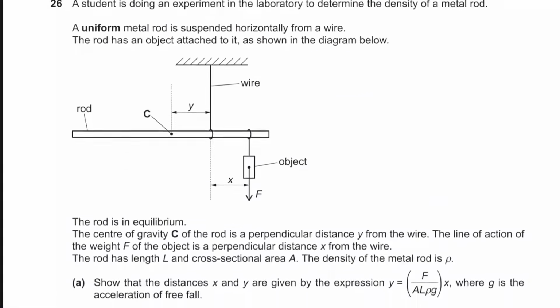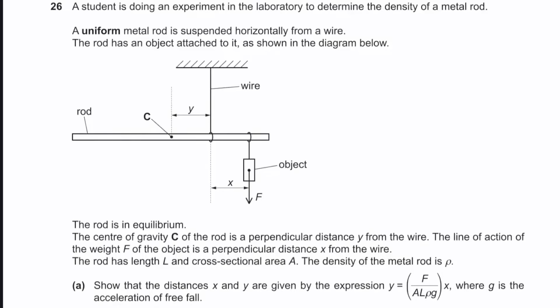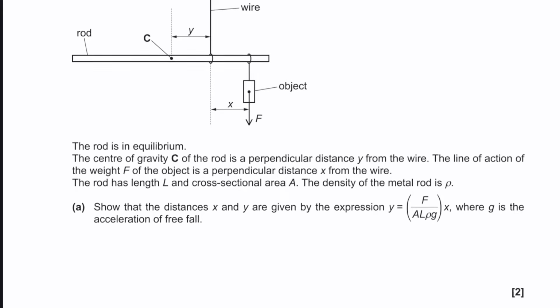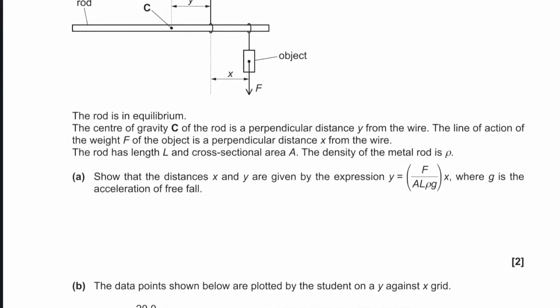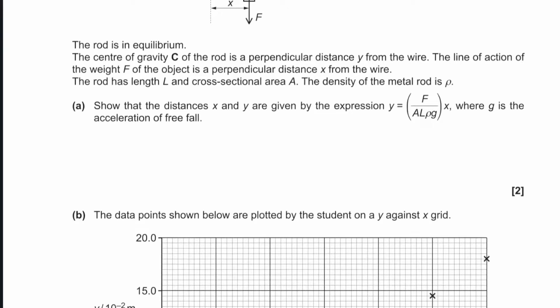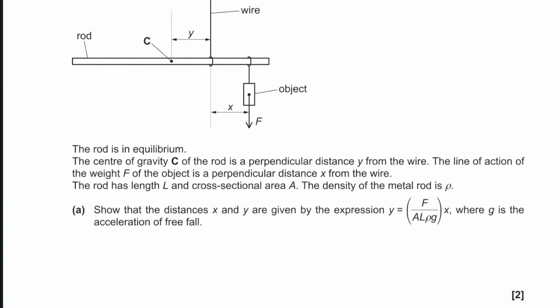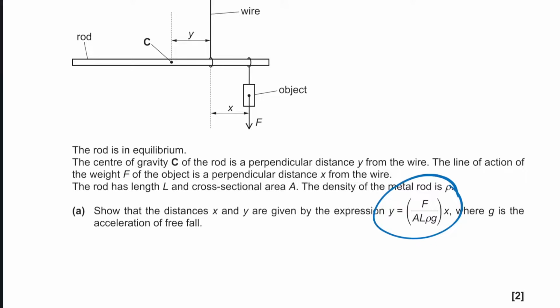Okay, come on, let's finish this paper off. 26, experimental laboratory, find the density. Okay, this is moments, right? Oh, this looks complicated. Good grief. Center of gravity, blah, blah, blah, show that the distances x and y are given by the expression, this nonsense, with g is the acceleration of free fall.